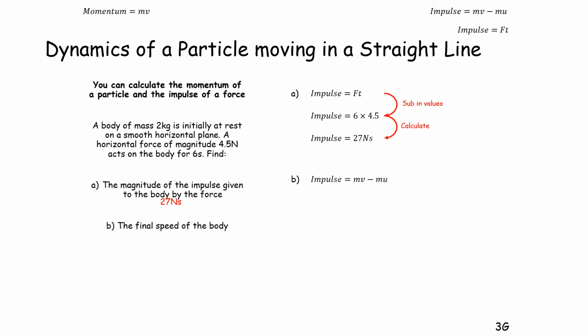So now, we know the formula for impulse is change in momentum. If we substitute that in, impulse is 27, v we don't know, m is 2, so 2 times v minus 2 times 0. The initial velocity was 0. So now we have 13.5 equal to v. So the final speed of the body will be 13.5 meters per second.